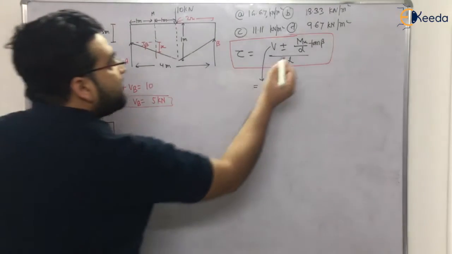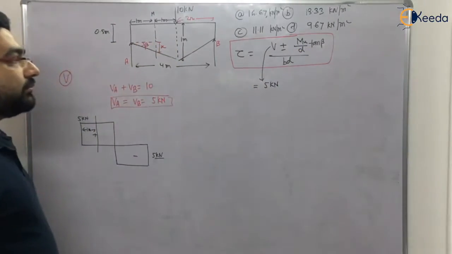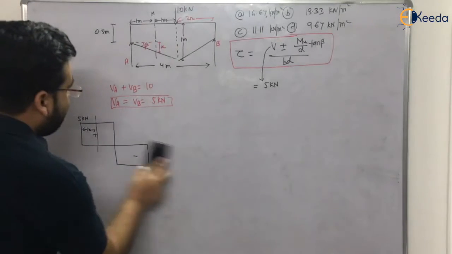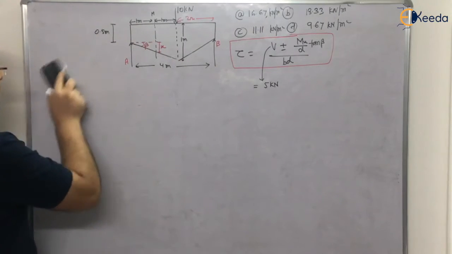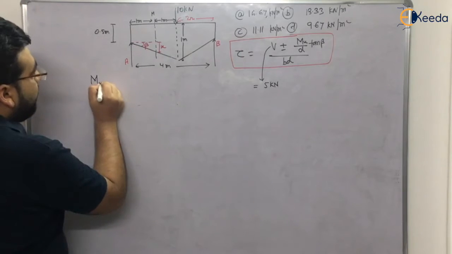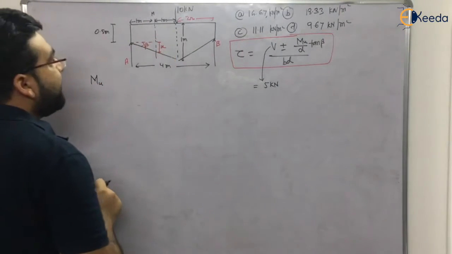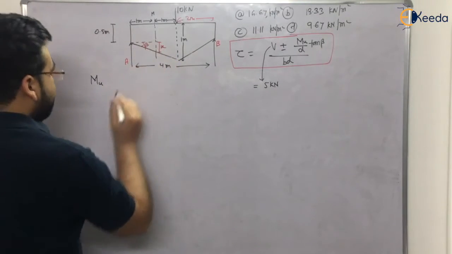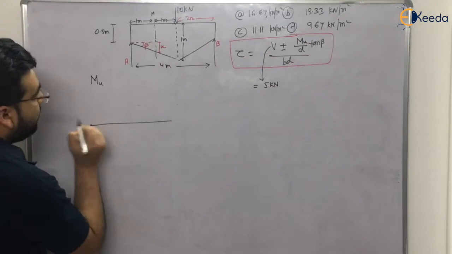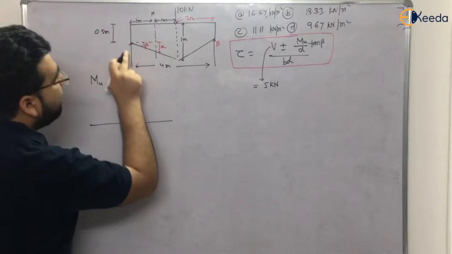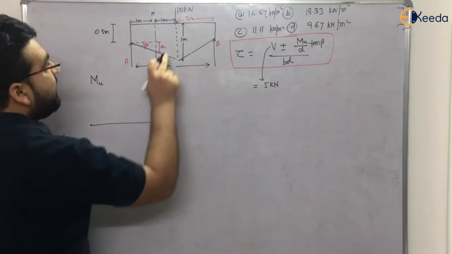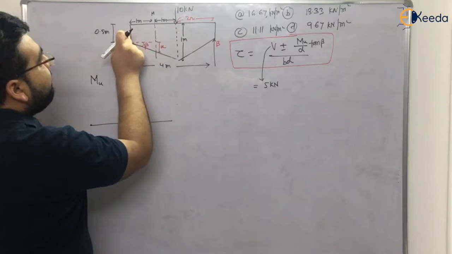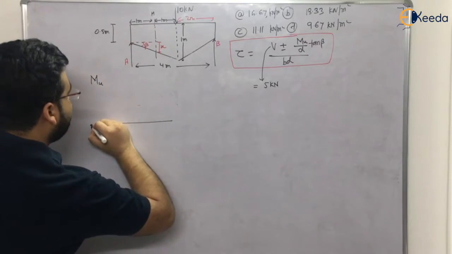The second parameter is the bending moment at this section. So how will it be calculated? Let me draw the bending moment diagram. Here it will be 0 because it is a pin support. Here also it will be 0, it is a pin support. And at the center, the shear force is 5, so it will be equal to 5 into 2, that is 10 kilonewton meter.